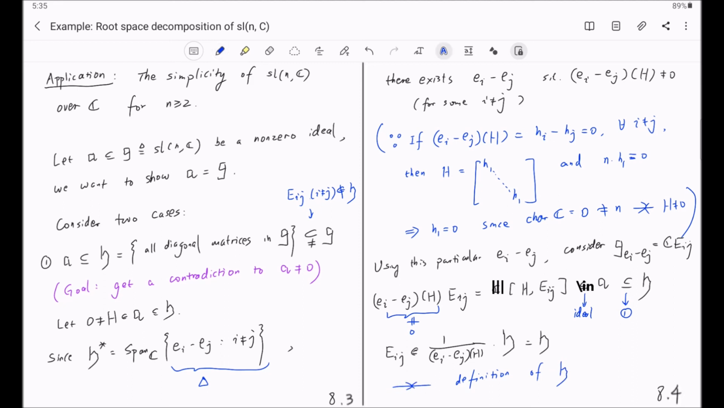The origin of this contradiction comes from the fact that H here is non-zero. Namely, if we assume that this ideal A is non-zero, then there exists a non-zero H, which implies that (E_i minus E_j)(H) is not equal to 0 for some i not equal to j, which will lead all the way to E_ij belongs to H for this particular ij. And that is a contradiction. This finishes our first case.